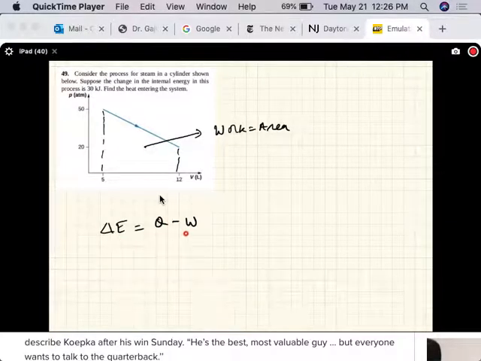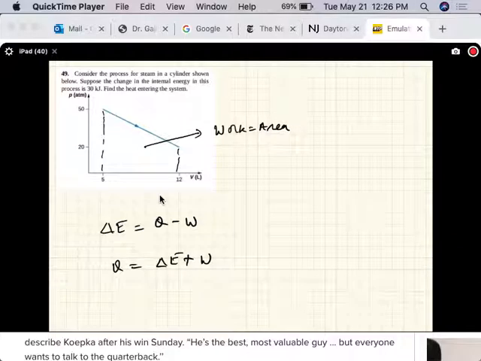So Q would be delta E plus W. That's how much heat you've absorbed. Okay. So Q is delta E plus W. Delta E is given, we just have to calculate W. And W is that area. Okay, so now to calculate W, that area, you can break the area into area of the triangle and area of the rectangle. Okay. So work is A1 plus A2.